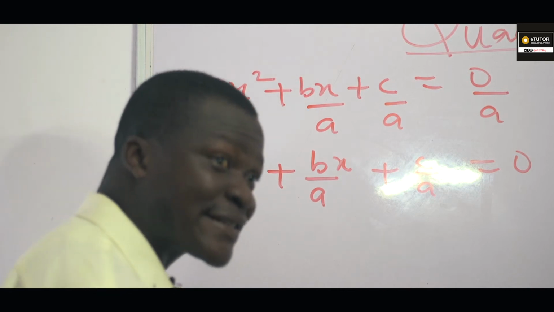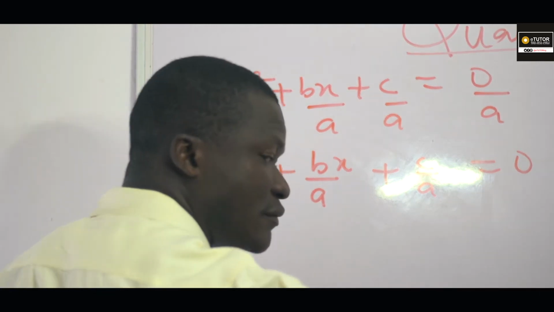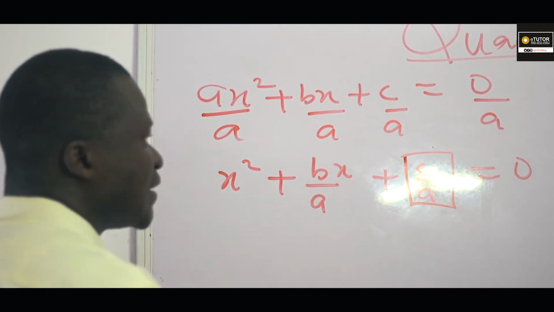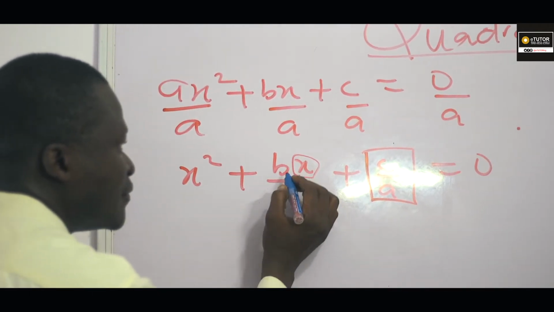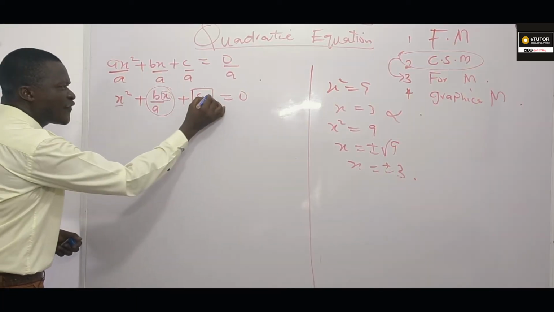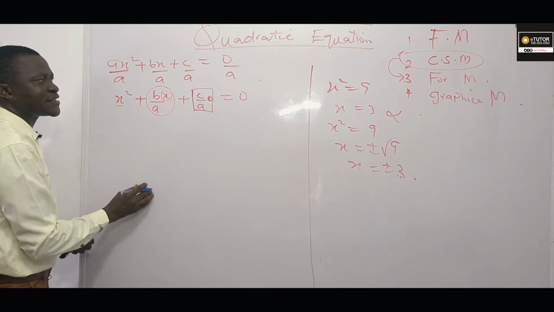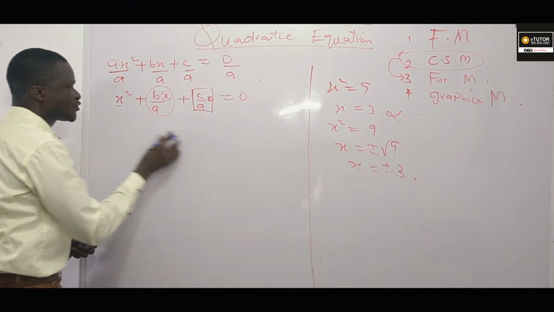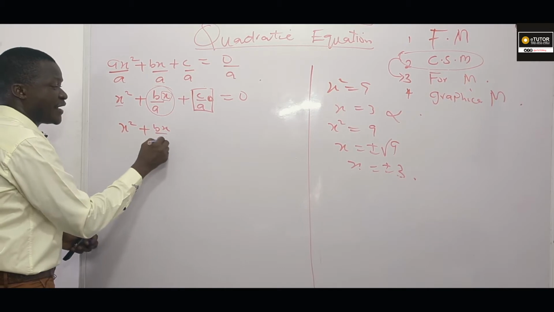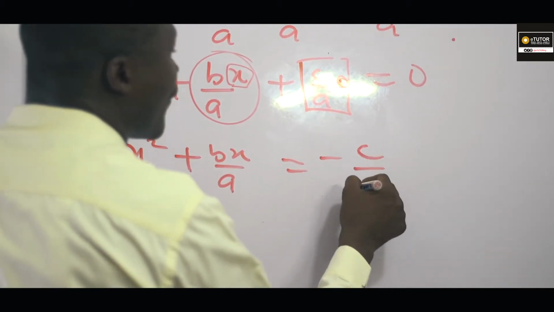Transfer the constant to the right-hand side. Where is the constant? This is the constant. Why do you call it constant? Because this is variable, it's attached to everything here. This is also variable. So there's no variable here at all. That's why it's called a constant. Transfer it to the right-hand side. So what do you have? x squared plus b over a x equal to minus c over a.